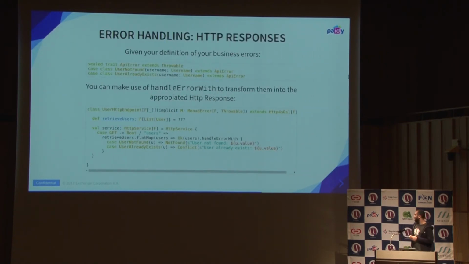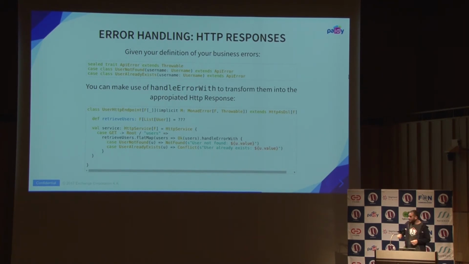But the most generic case in an HTTP library is to actually map your business case errors into the appropriate HTTP responses, right? So let's say I just define two case classes, UserNotFound and UserAlreadyExists. These represent my business errors. And let's say I have this user HTTP endpoint and a given function that returns an F of List of User that can fail, right?